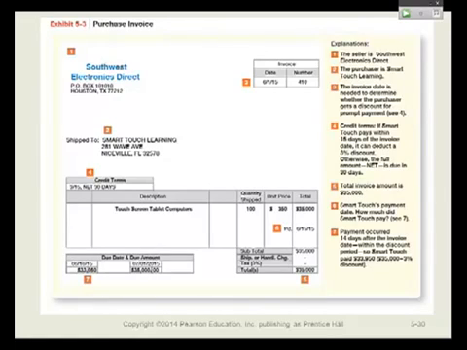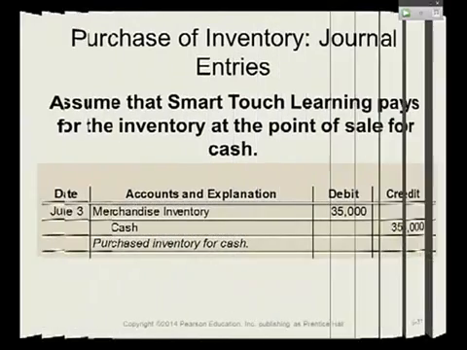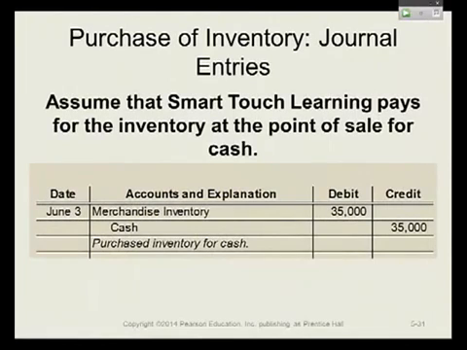Okay. Now, let's take a look at how we would account for this particular acquisition. Let's say it's a cash purchase. If it's a cash purchase, you would just debit merchandise inventory, credit cash for $35,000. Merchandise inventory is an asset. Of course, it goes up by a debit. So it's got the same characteristics of any other asset. And of course, cash is credited for that amount.